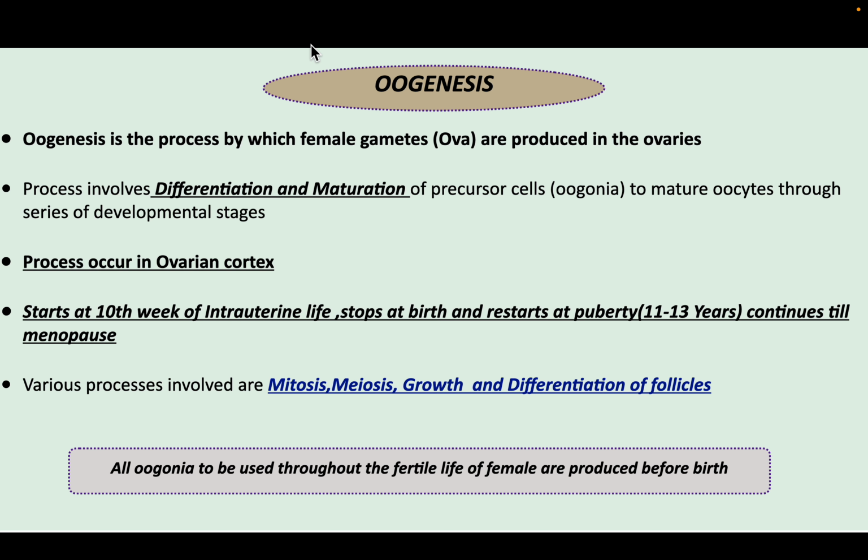It starts at the 10th week of intrauterine life, stops at birth, restarts at puberty, and continues till menopause. The various processes involved are mitosis, meiosis, growth, and differentiation of follicles. All oogonia to be used throughout the fertile life of a female are produced before birth. This is important.